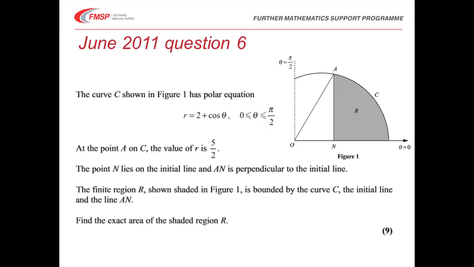We're going to drop a perpendicular from A down to the initial line, so we're going to look at the line AN, and we need to find the finite shaded region R shown on the diagram, which is bounded by the polar curve C, the initial line, and the vertical line AN. We need to find the exact area for the shaded region for 9 marks.